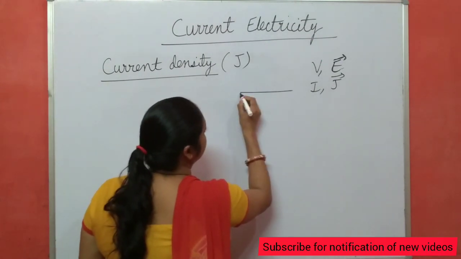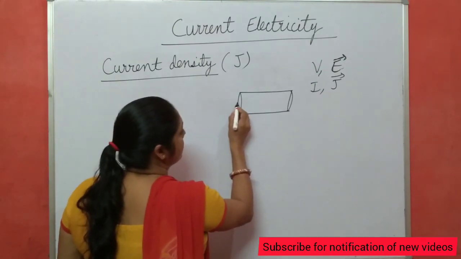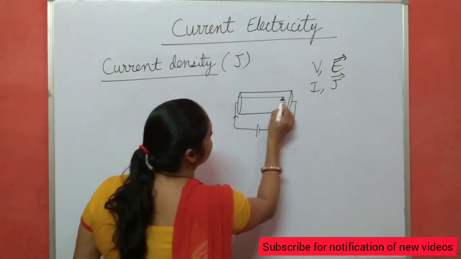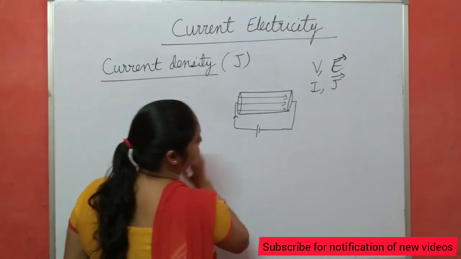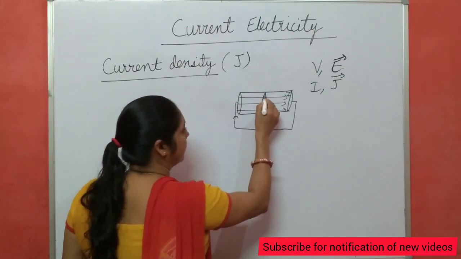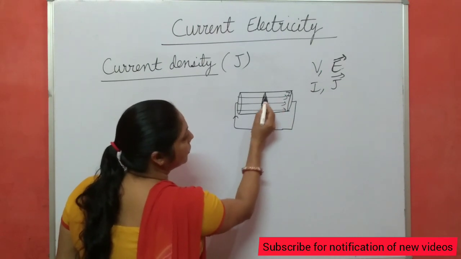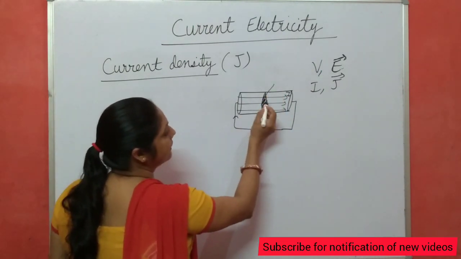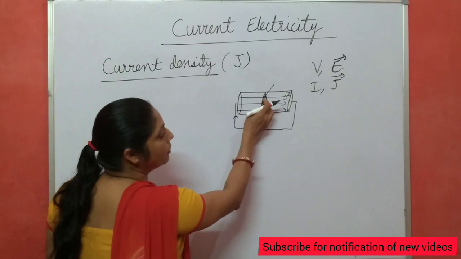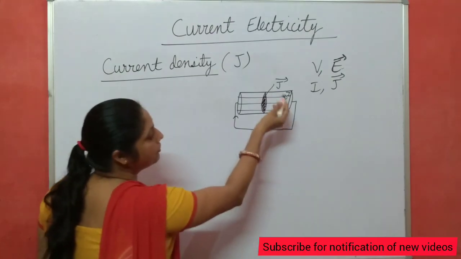Suppose this is a conductor. And suppose some external source is connected to this conductor and current starts flowing. So current is flowing through this conductor in this direction. And suppose, let us take one small area of this conductor, suppose this one. So how much current is flowing through this particular area? That is nothing but current density. What amount of current is flowing through a particular area or point, and the direction of current density J is same as that of current.